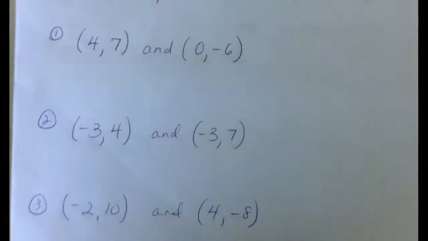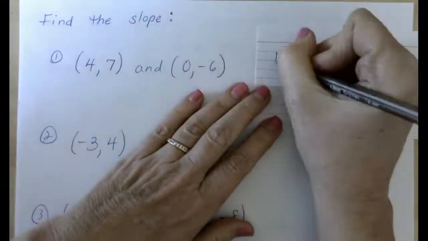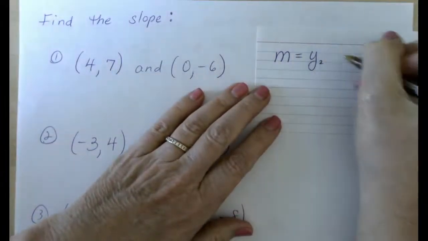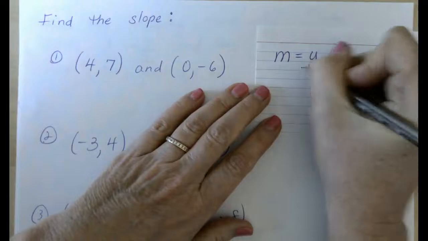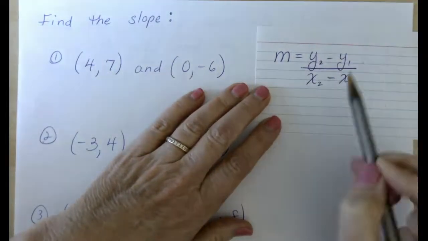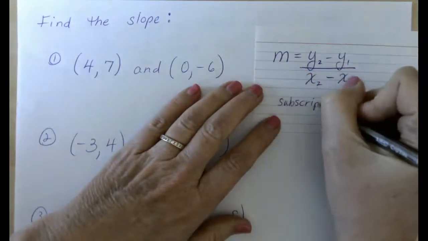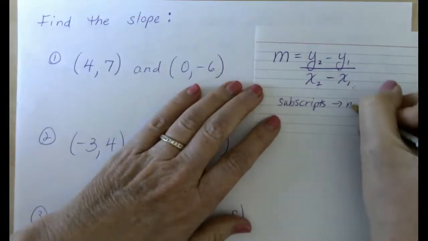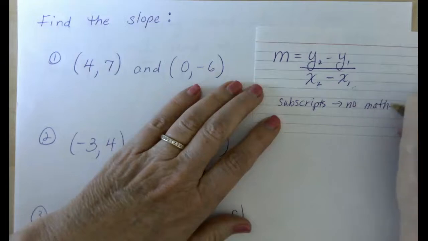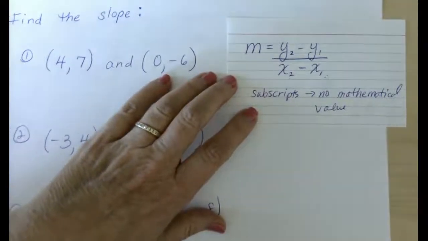Next, we're finding the slope. And when we find the slope, we need to use the slope formula. M equals y number 2 minus y number 1 over x number 2 minus x number 1. Remember, these little numbers are called subscripts, and they really don't have any mathematical value. They're just helping us organize our information.